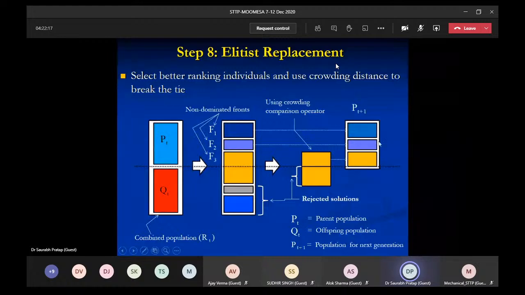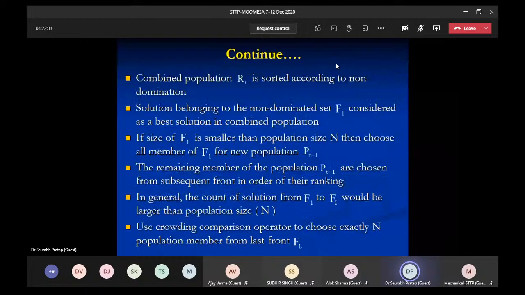So in that case, this will be the population for the next generation. On the basis of this, we have to calculate the next fitness function. So combine the population with Rt, sorted according to non-domination, and the solutions belonging to the non-dominated set F1 are considered the best solutions in the combined population.